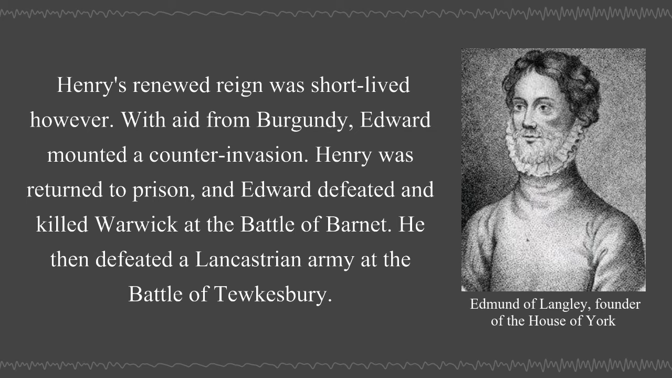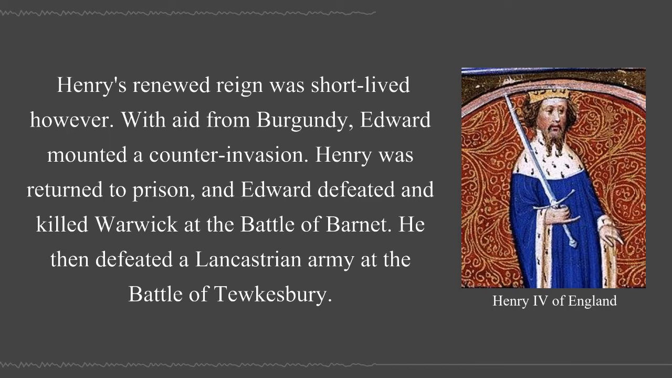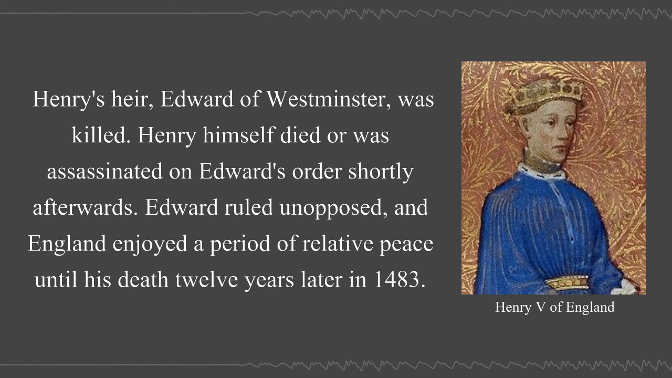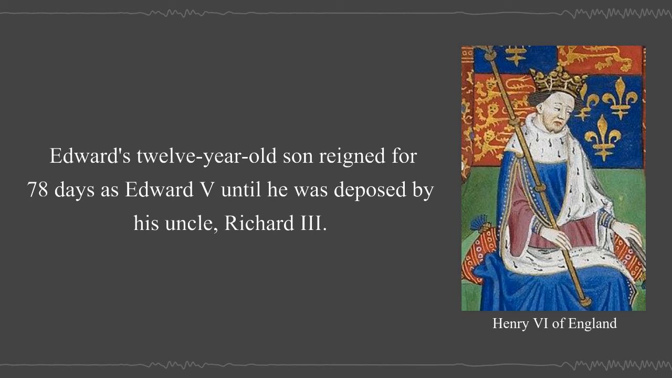He then defeated a Lancastrian army at the Battle of Tewkesbury. Henry's heir, Edward of Westminster, was killed. Henry himself died or was assassinated on Edward's order shortly afterwards. Edward ruled unopposed, and England enjoyed a period of relative peace until his death 12 years later in 1483. Edward's 12-year-old son reigned for 78 days as Edward V until he was deposed by his uncle Richard III.